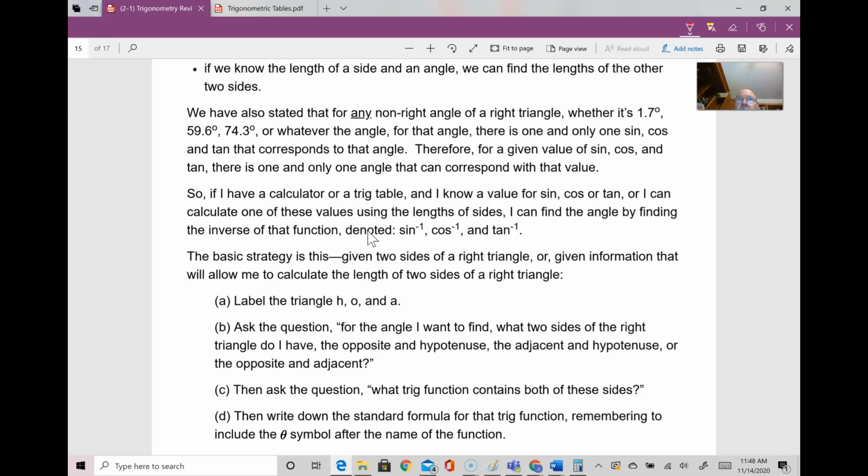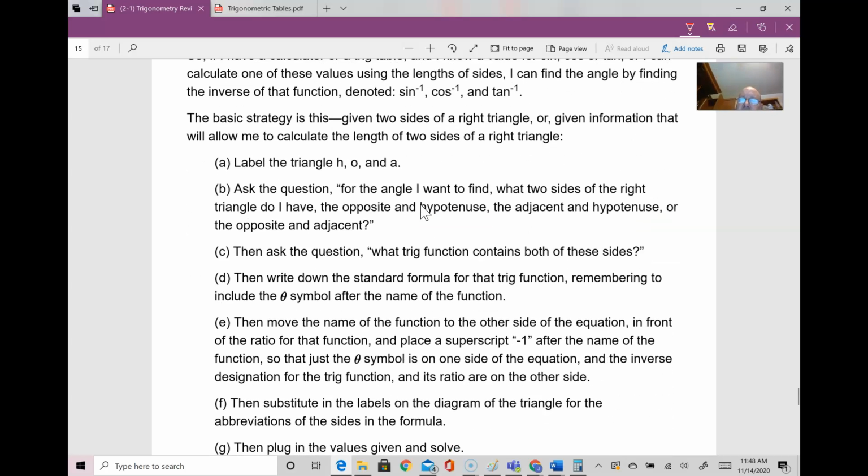Before we've said, I know that the sine is the opposite over the hypotenuse. Now I'm saying if I know the opposite over the hypotenuse, I can find the angle for that. Or if I know the adjacent over the hypotenuse, I can find the angle for that cosine. If I know the opposite over the adjacent ratio, I can find the angle for that tangent. Okay, so we're gonna do that now.